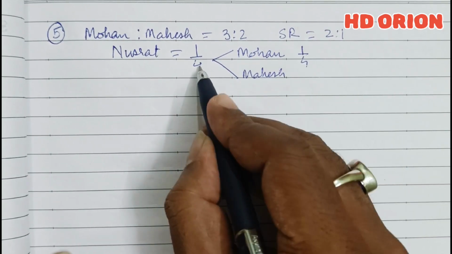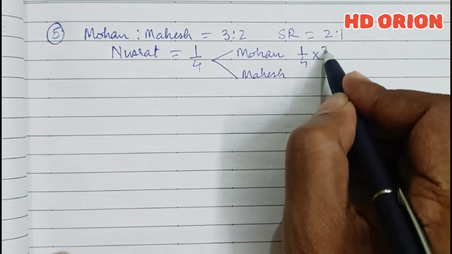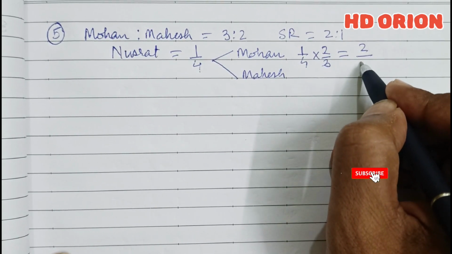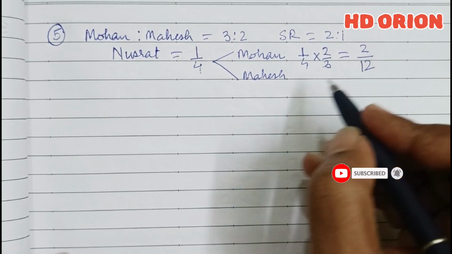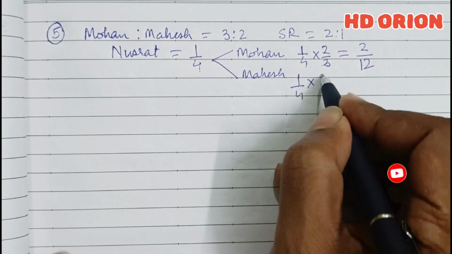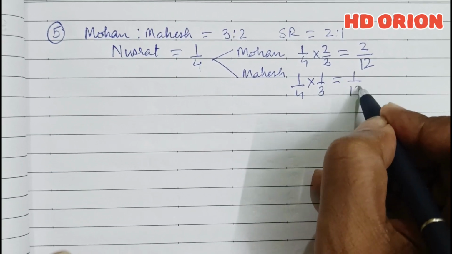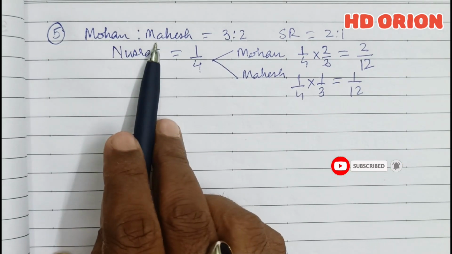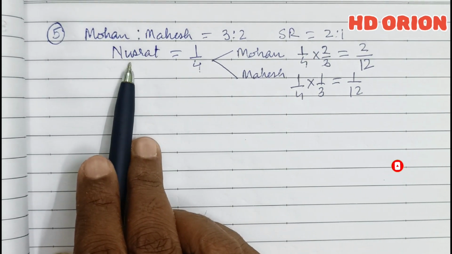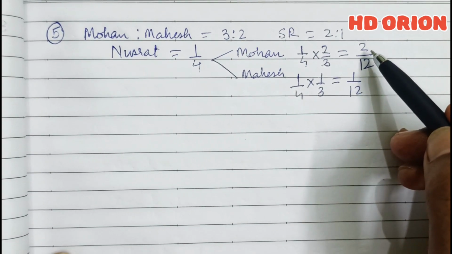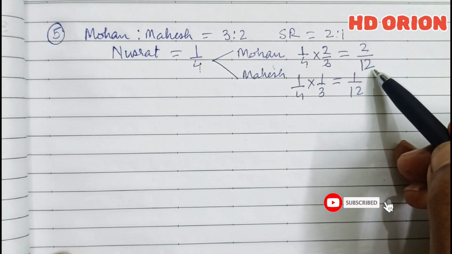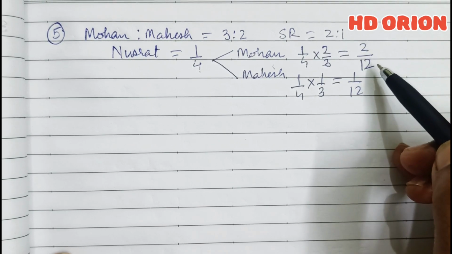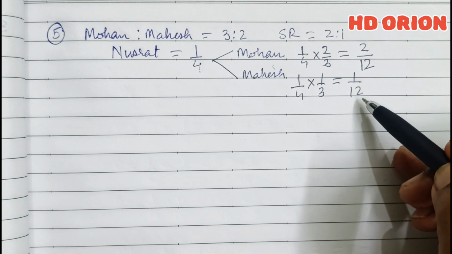1/4 into 2/3 is from Mohan. So it is how much? 2/12. And for Mahesh, 1/4 into 1/3, that is equal to 1/12. So these are the sacrifices which these old partners have made to bring Nusrat into partnership. Mohan has sacrificed 2/12 from his profit, but it is 2/12 of the total profit of the firm. And same here, 1/12 of the total profit.